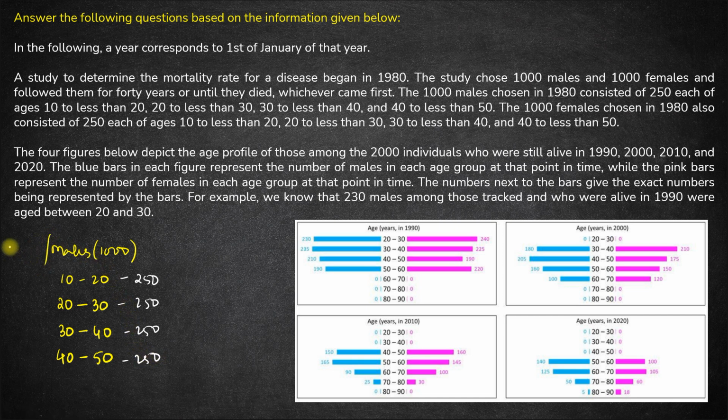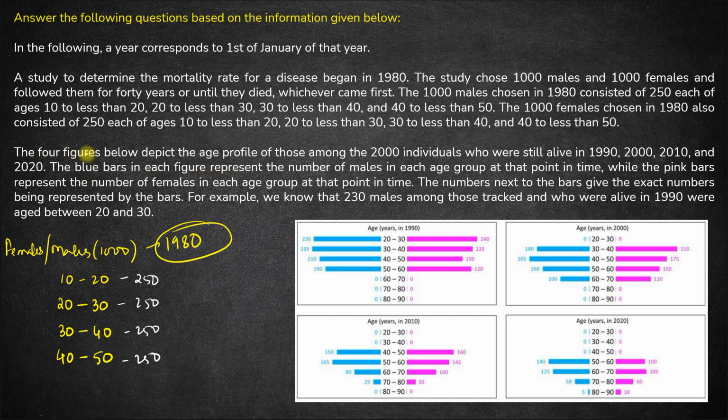And this is also true for females as well. There are 1000 females and there are 250 females in each of these 4 age brackets. This is in 1980. Okay. So this data is not there in the figure because this is already given to us here.